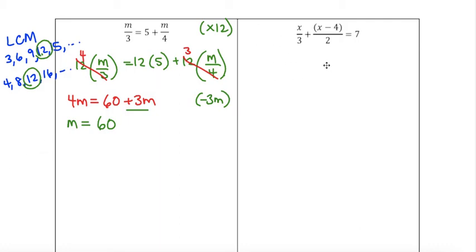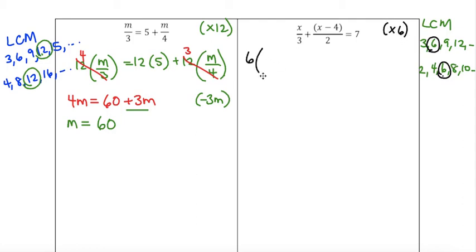And for this last example, again, I have two different denominators. So this is where I have to look for that lowest common multiple. So I'll start with my 3. I have 3, 6, 9, 12, and so on. Then I look at my 2. I have 2, 4, 6, 8, 10, and so on. So that smallest number that appears in both of these lists is 6. So 3 divides evenly into 6, and 2 divides evenly into 6. So I have to multiply every single term by 6.